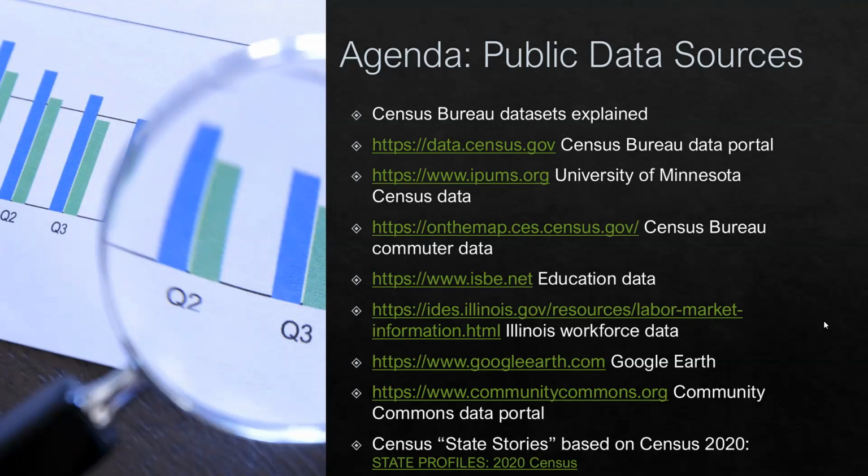I didn't add it to the state stories here, but there's also what's called QuickFacts on the Census Bureau site, and I provide the link for that within the slides too. If you're just looking for high-level general information on population, race, ethnicity, things of that nature, QuickFacts can usually get it for you, and it's very quick and easy to access.